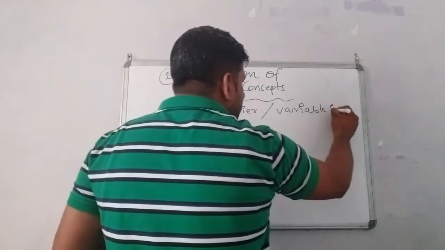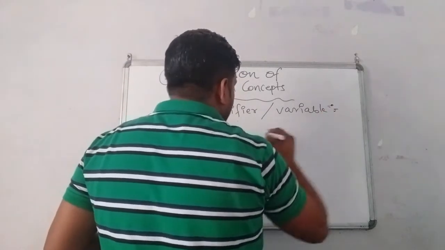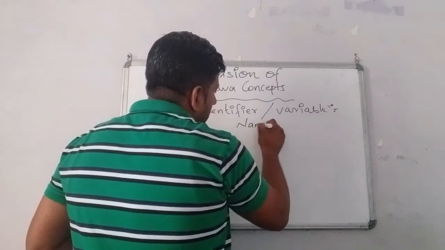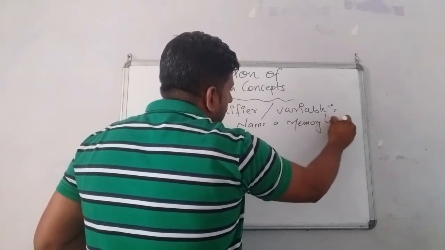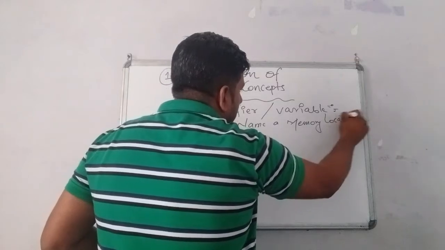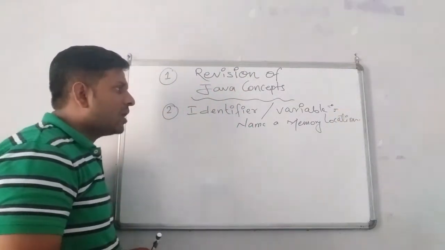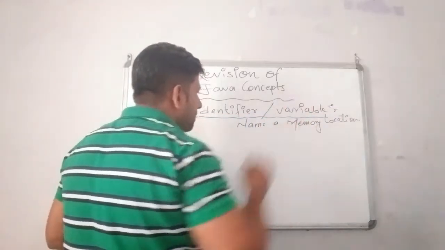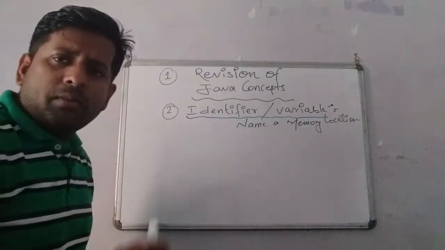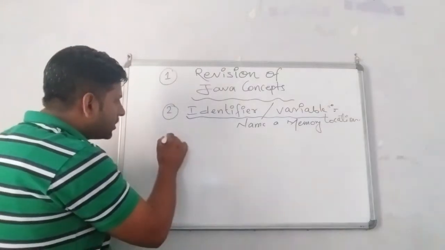So we can write here: used to name a memory location. This is known as identifier or variable. So, name a memory location. Now let us move to the third part.